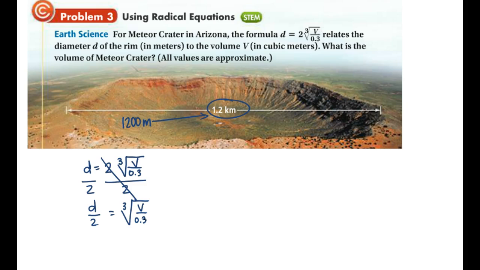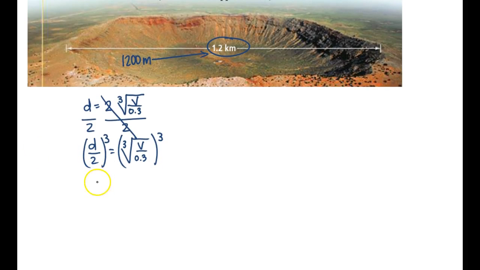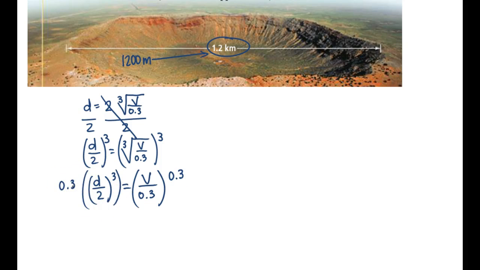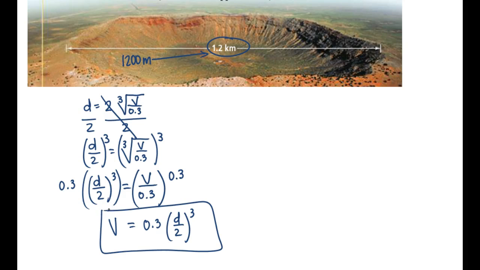Because I'm taking the cube root, the opposite of taking the cube root would be cubing both sides. So that's what I'm going to do. So now the radical is canceling out. So I have D over 2 cubed is equal to V over 0.3. And the last step I need to do is multiply both sides by 0.3 because that is currently division. So I can rewrite this equation as V is equal to 0.3 times D over 2 cubed. So that's my equation solved for the volume.